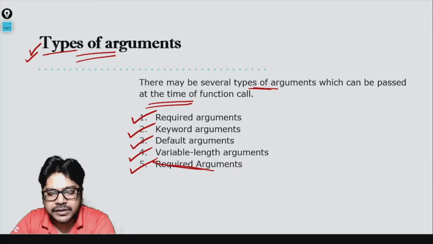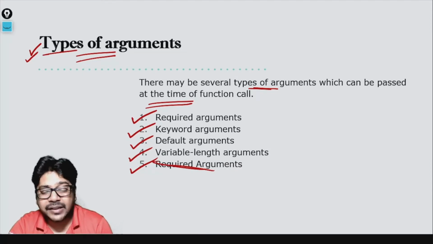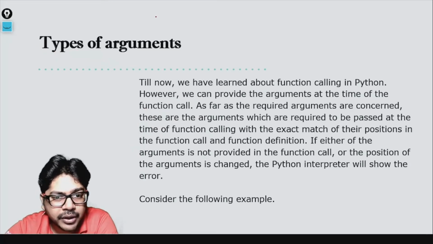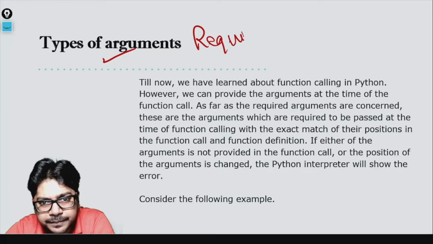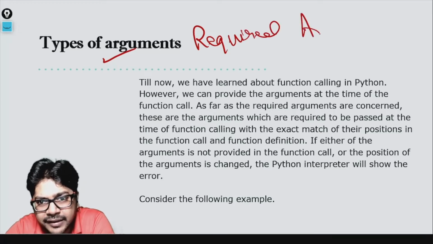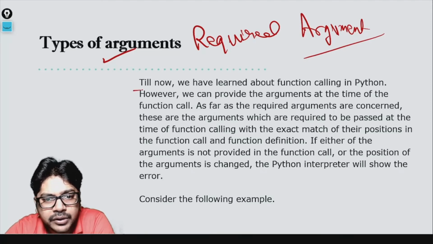Okay, let's start with the required argument. We have already seen the example of required argument, by the way. We are talking about required argument, which is essential, which you must give. So till now we have learned about function calling in Python. However, we can provide the argument at the time of function call.